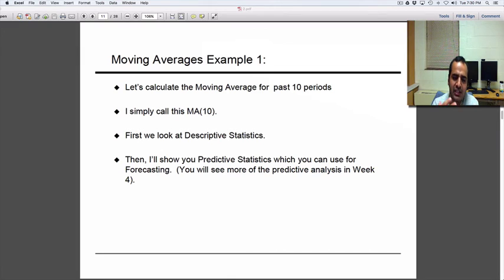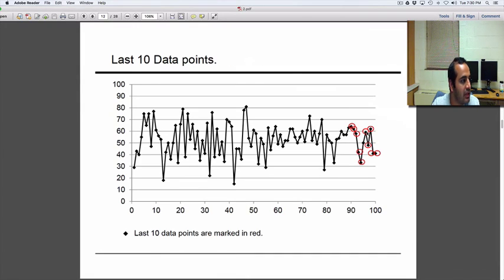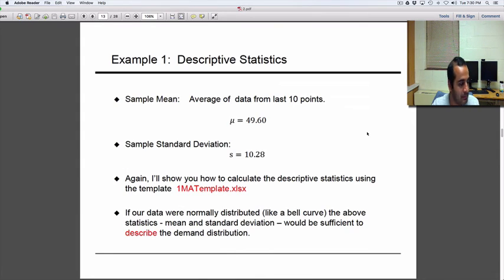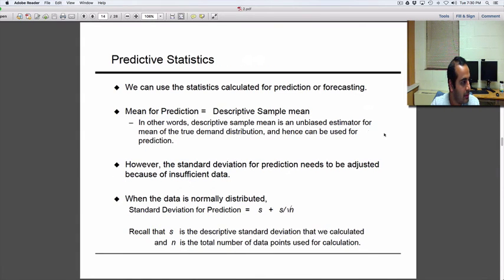This concept of insufficient data comes into the picture because when we're doing a moving average, we use a smaller number of samples. How do we go about doing this? The standard deviation for prediction is going to be the standard deviation we calculated plus a corrective factor. And the corrective factor is S, the standard deviation calculated, divided by the square root of n, where n is the total number of data points you used.